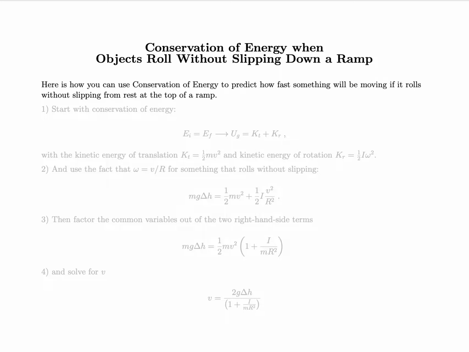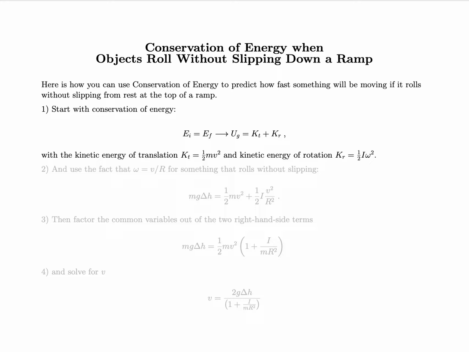Here's how you can use conservation of energy to predict how fast something will be moving if it rolls from rest down a ramp without slipping. As usual, we're going to start with conservation of energy. The mechanical energy at the top of the ramp is equal to the mechanical energy at the bottom of the ramp. And this is true because when something rolls, there's very little friction to sap energy from the system.